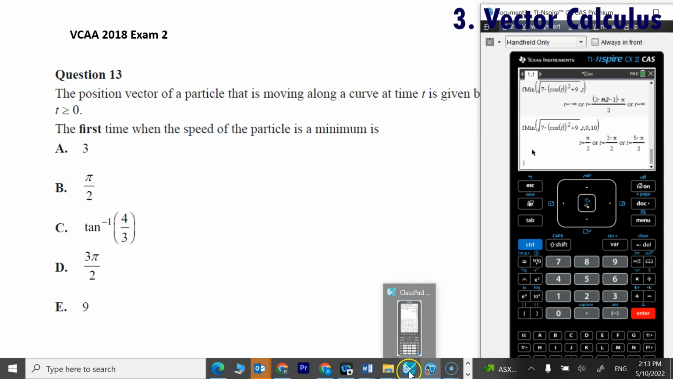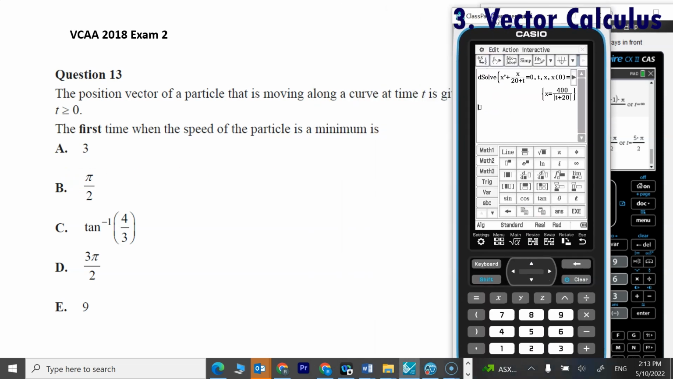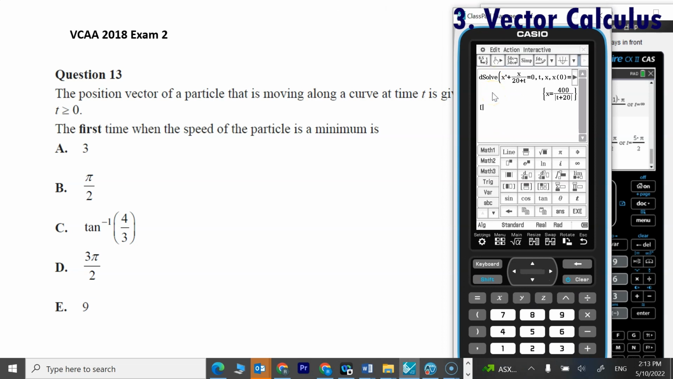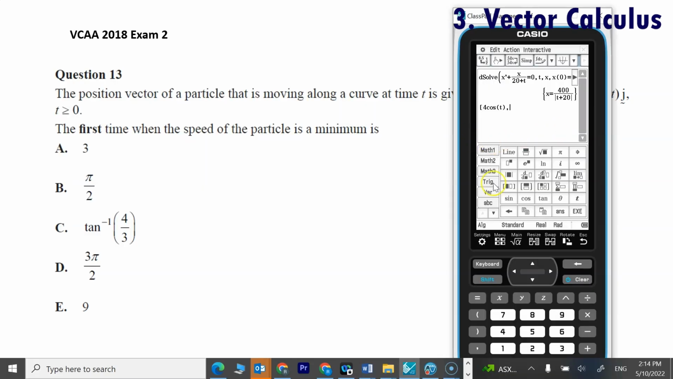I'll show the same one on the Casio ClassPad. Everything's pretty similar. Again, we can use that notation of just typing it in and using a comma. So was it 4 cos t? No, I can't remember. 3 cos t, 4 sin t. We want to take the derivative of that with respect to t, and then we want to take the absolute value with the norm function.